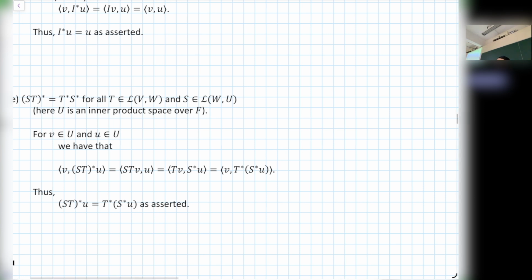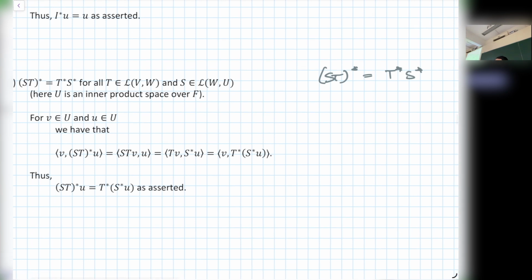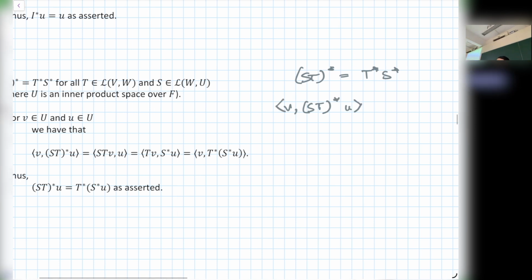So let's see. ST, if you want to construct the adjoint of this, it is asserted to be the same as T star S star. How do you do this? Again, the same trick. So you start with V, (ST) star acting on U. Correct? Now, what is the definition of the adjoint? It's ST acting on V, U. Correct? And now we can apply the definition of the adjoint, but only on this part, only on S.